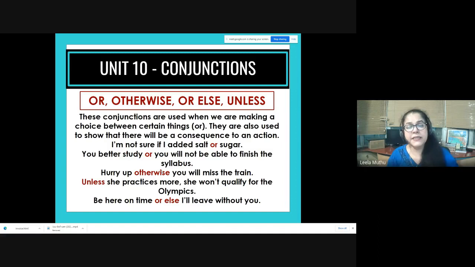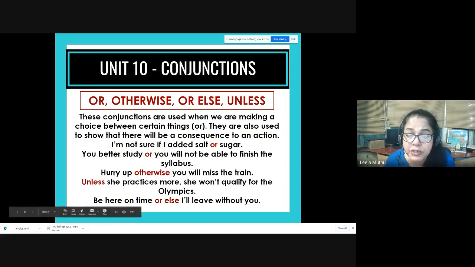Now let's go to another set of conjunctions: or, otherwise, or else, unless. Now we use these a lot when we talk. Like I told you, "or" can be used to show choice, and it can also be used when you say that something will happen if you don't do something. For example, these conjunctions are used when we are making a choice between certain things, garlic or ginger, or they are also used to show that there will be a consequence to an action.